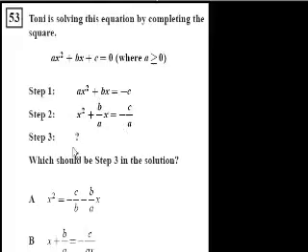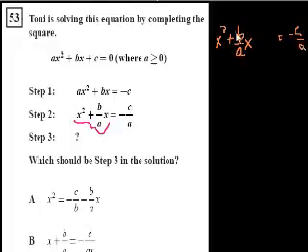So he's completing the square. Essentially, he wants this to become a perfect square. So let's see how we can do that. We have x squared plus b over a x, and I'm going to leave a little space here, is equal to minus c over a. So for this to be a perfect square, we have to add something here. We have to add a number.